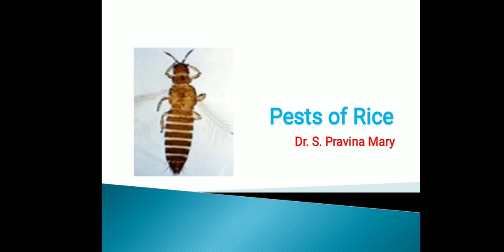Then the second stage is the larva. The body of the larva is creamy, pale white or yellow in color and the head is reddish brown. The fully grown larva is 2 centimeter in length. It may hibernate and pupates within the larval tunnel in the stem in a white silken cocoon.